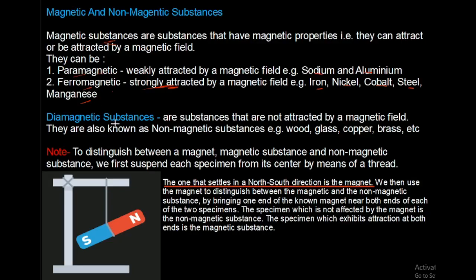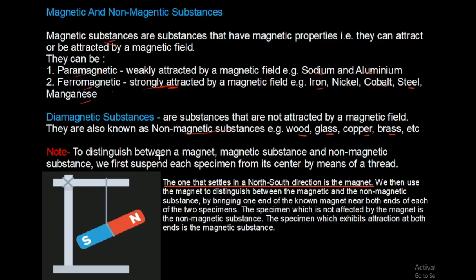Now, for diamagnetic substances, these are substances that are not attracted by a magnetic field. They're also known as non-magnetic substances. Example, we have wood, glass, copper, brass, and the likes.